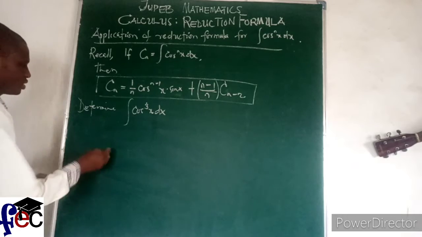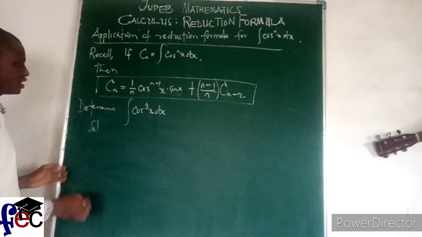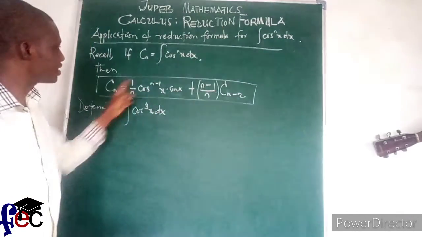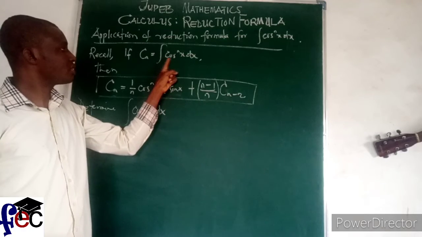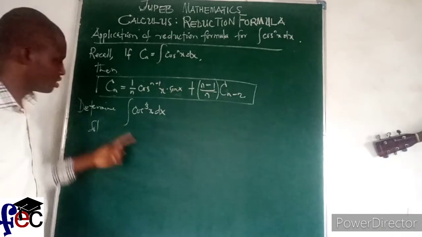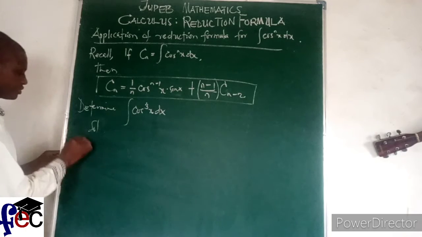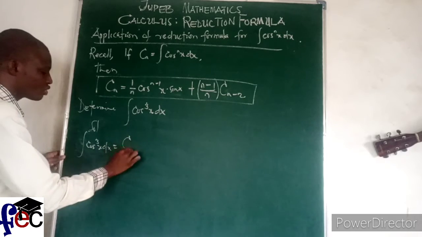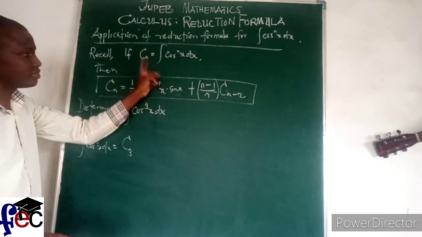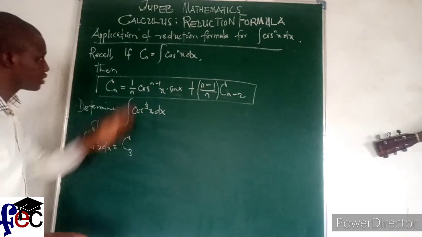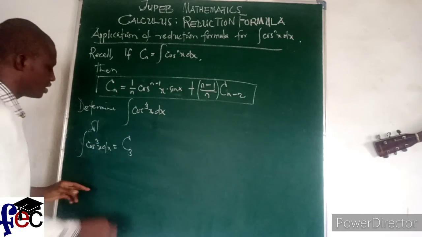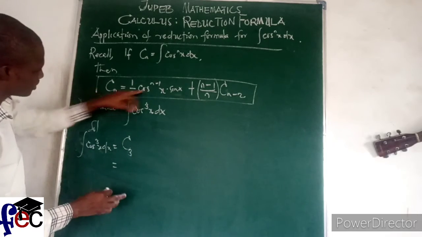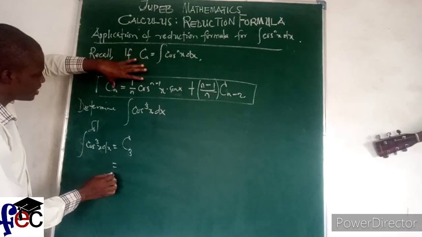All you just need to do is remember this expression. Don't forget that C sub n stands for the integral of cos x raised to power n dx. So what would that imply? It will be the same thing as C sub 3 from our reduction formula expression. We said let this be equal to this, so we just apply it to the formula. If C sub n is equal to this, what will be C sub 3? Anywhere you see n, just put 3.